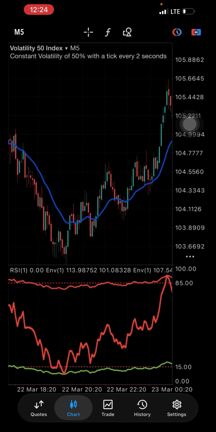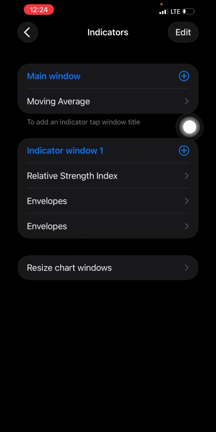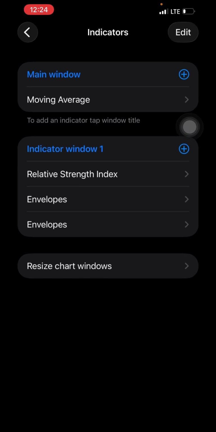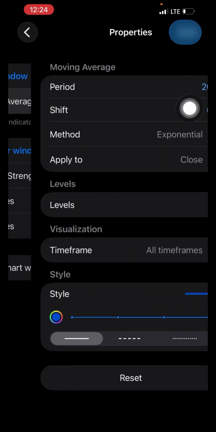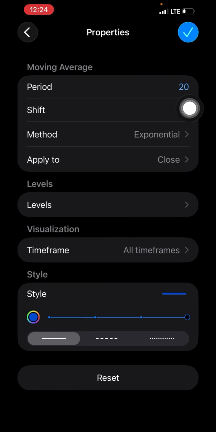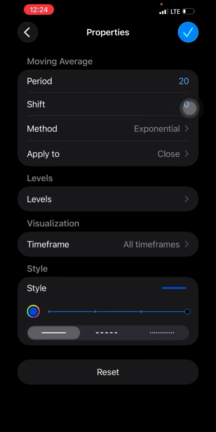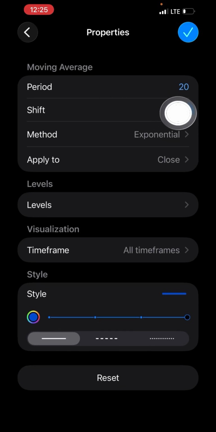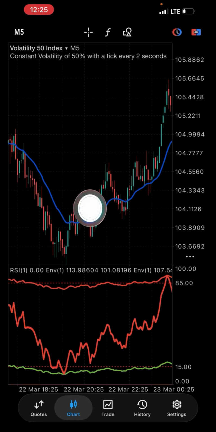Okay, so first of all, we are going to be clicking on this F icon here. After clicking on that, we search for our moving average, which is our first indicator here, as you can see. So you search for a moving average. These are the properties for the moving average. The period is 20, shift is 0, method is exponential, apply to is close, the level you leave as it is, time frame is all time frames. For the style, you make it color blue, 4 pixel, you click on done. All right, so once you have added the moving average, this blue line will appear on your chart.